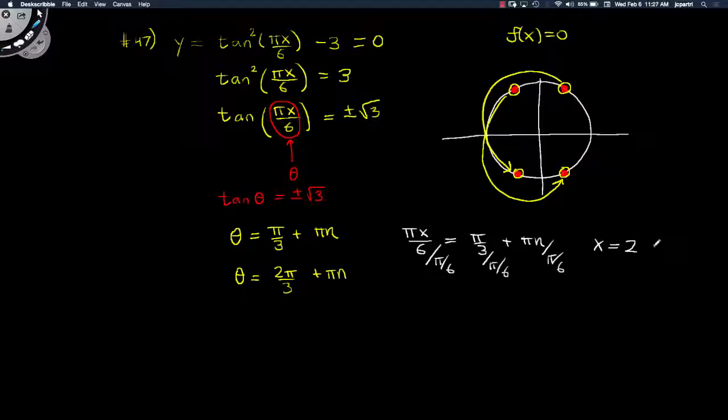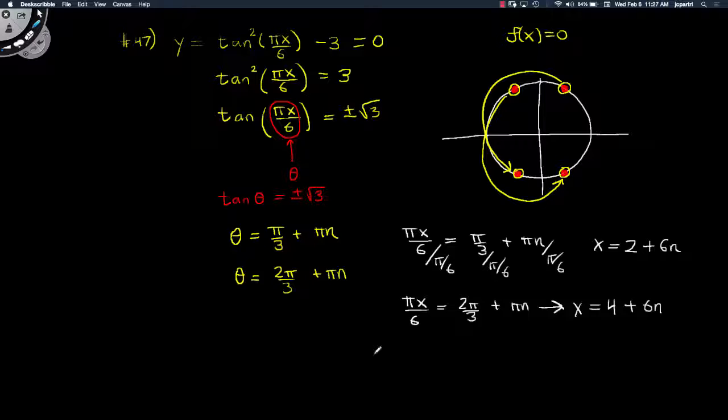This actually will be 2 plus 6n. And then pi x over 6 equals 2 pi over 3 plus pi n. Let's divide everything here by pi over 6. Here we go. You ready? What would this be? x equals 4, same thing, plus 6n. And those are the solutions.